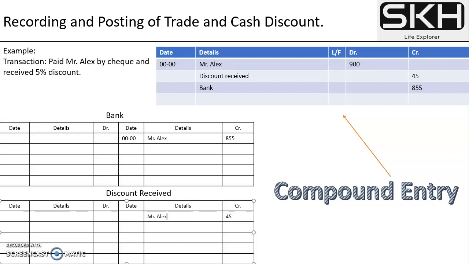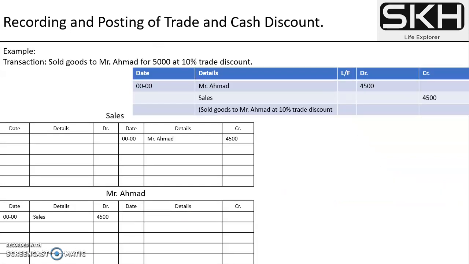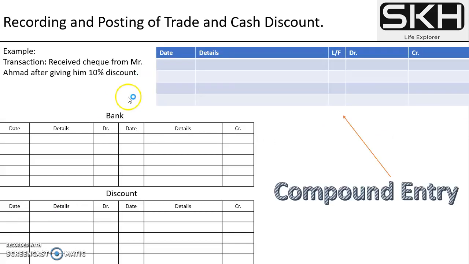So let's do one more example. In this example, we sold goods to Mr. Ahmad. So Mr. Ahmad owes us 4,500 as per this transaction. Now I'll take you one step further. Here we are receiving a check from Mr. Ahmad after giving him 10% discount. So let's do this transaction first. As Mr. Ahmad was our customer, our receivable, but once he pays us by check, he will not be our asset anymore. So I will write him on the credit side.